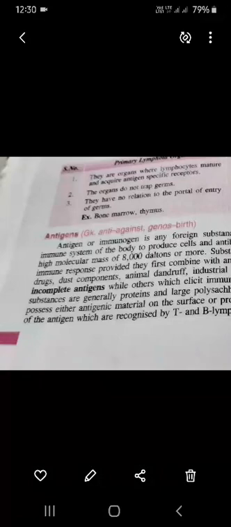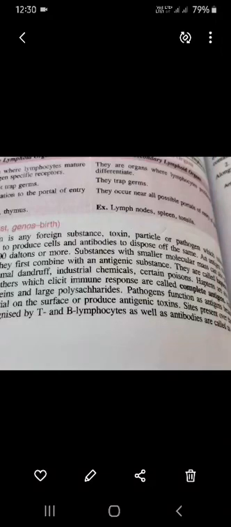Anti means against, genes means birth. An antigen or immunogen is any foreign substance, toxin, particle or pathogen which induces the immune system of the body to produce cells and antibodies to dispose of the same. An antigen often has a molecular mass of 8,000 daltons or more.